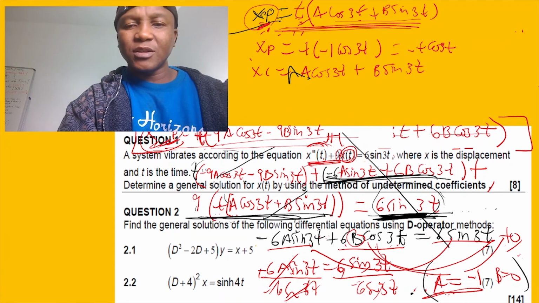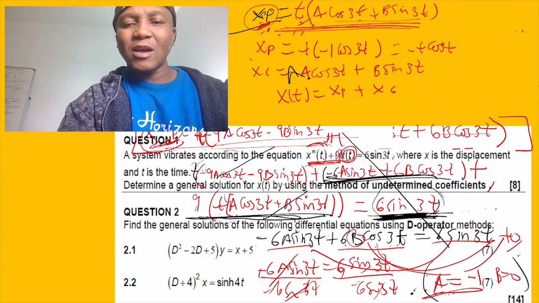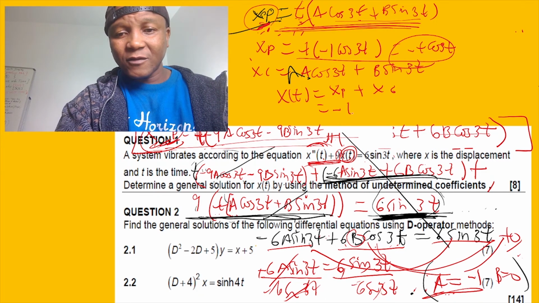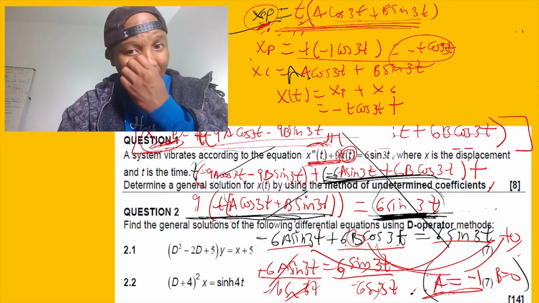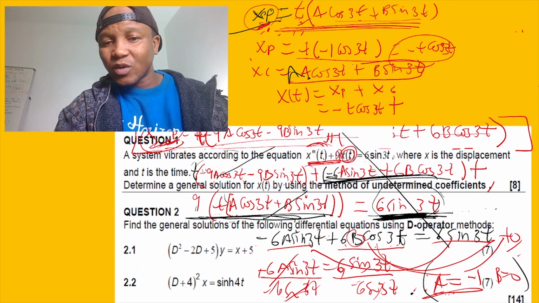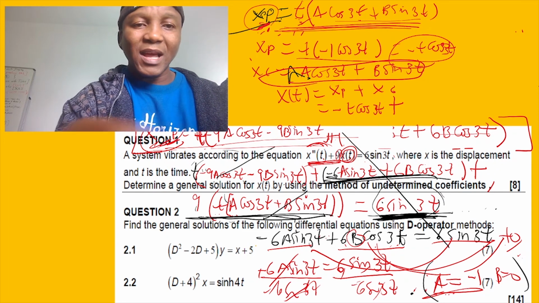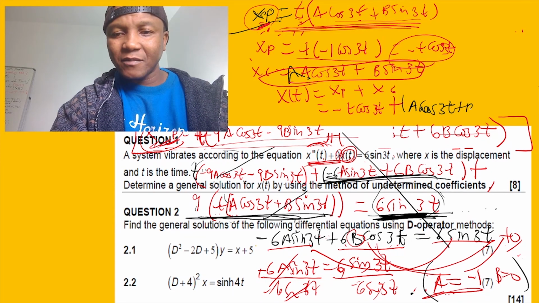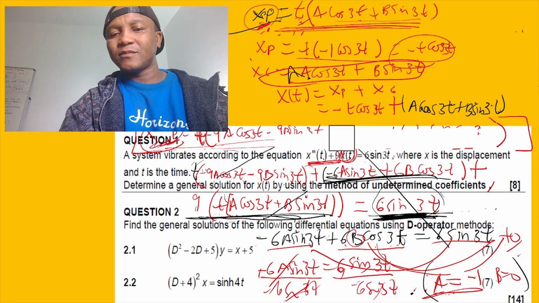So for that being said, now we can put them together. We're going to say the general solution equals the particular solution plus the auxiliary solution. What is the particular solution? The particular solution, we now know, equals negative t cos 3t, here it must be 3t. And then we add our auxiliary solution, which is a cos 3t plus b sin 3t.